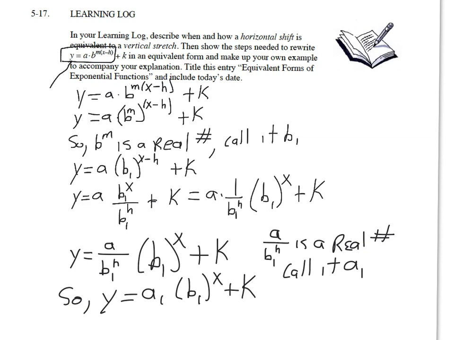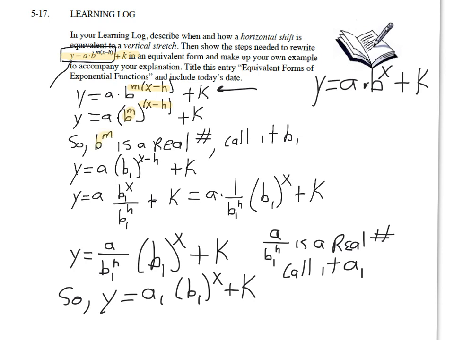All right, welcome back, and here is the quick wrap-up of the lesson. We're going to take y equaling a times b raised to the m times x minus h plus k, and really try to rewrite this in the form of y equaling a times b to the x plus k. Starting out, there's your statement. You have a property of exponents that says m times x minus h, your power property, is the same as b to the m raised to the x minus h.